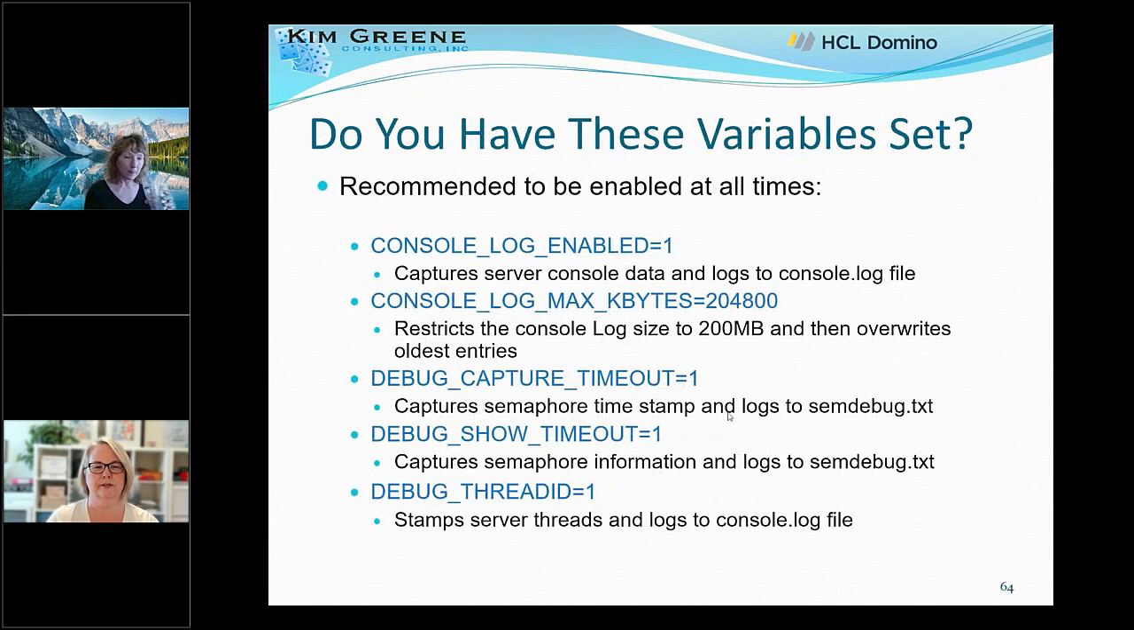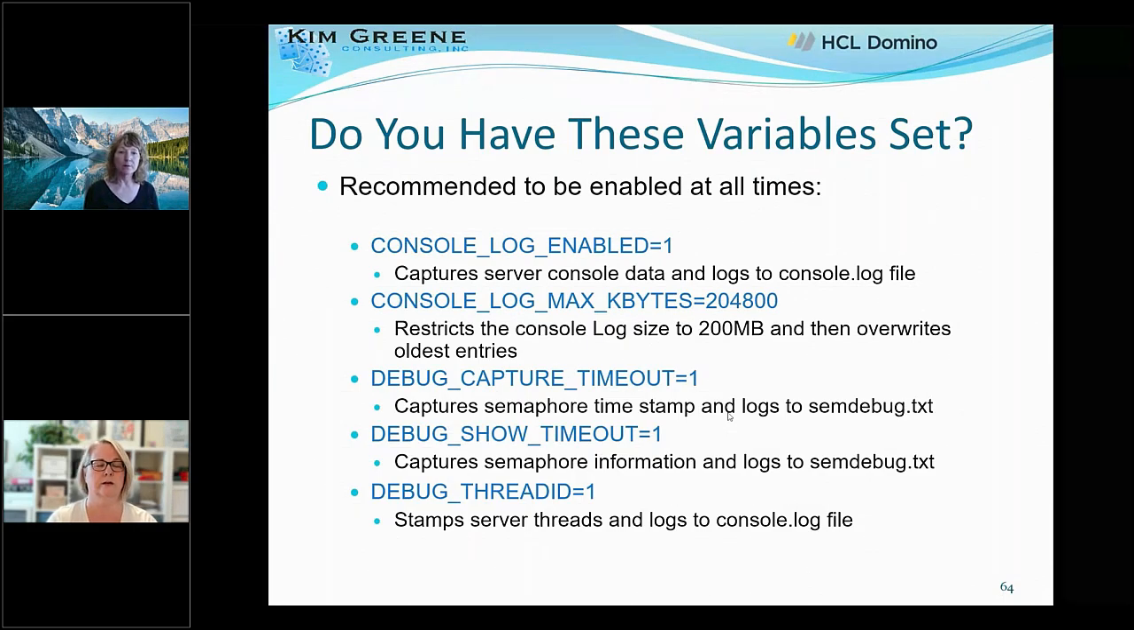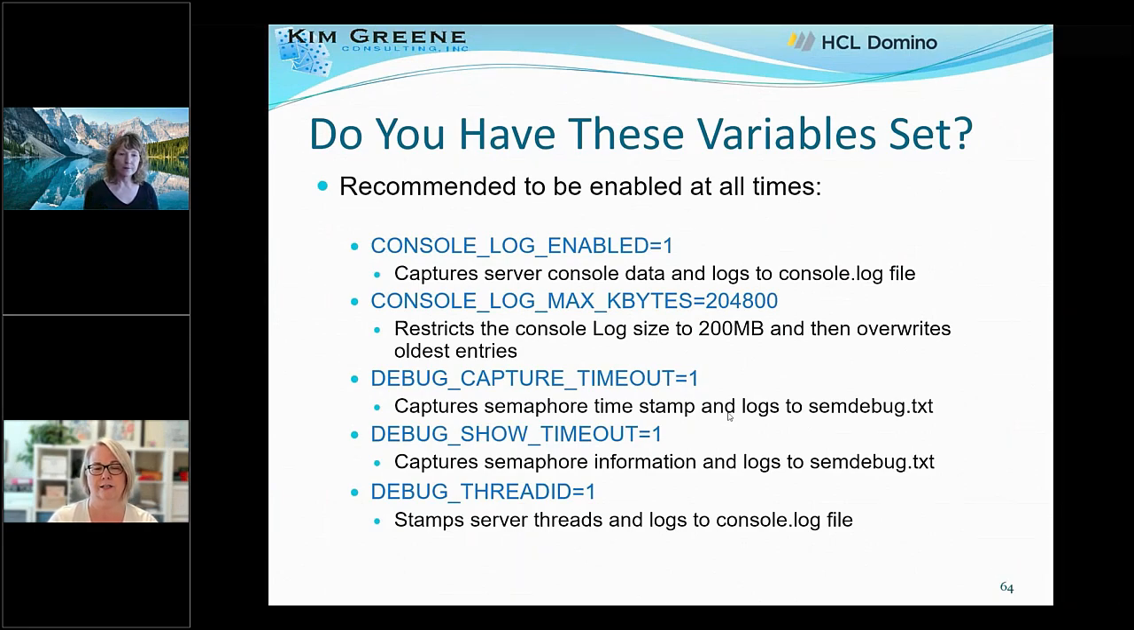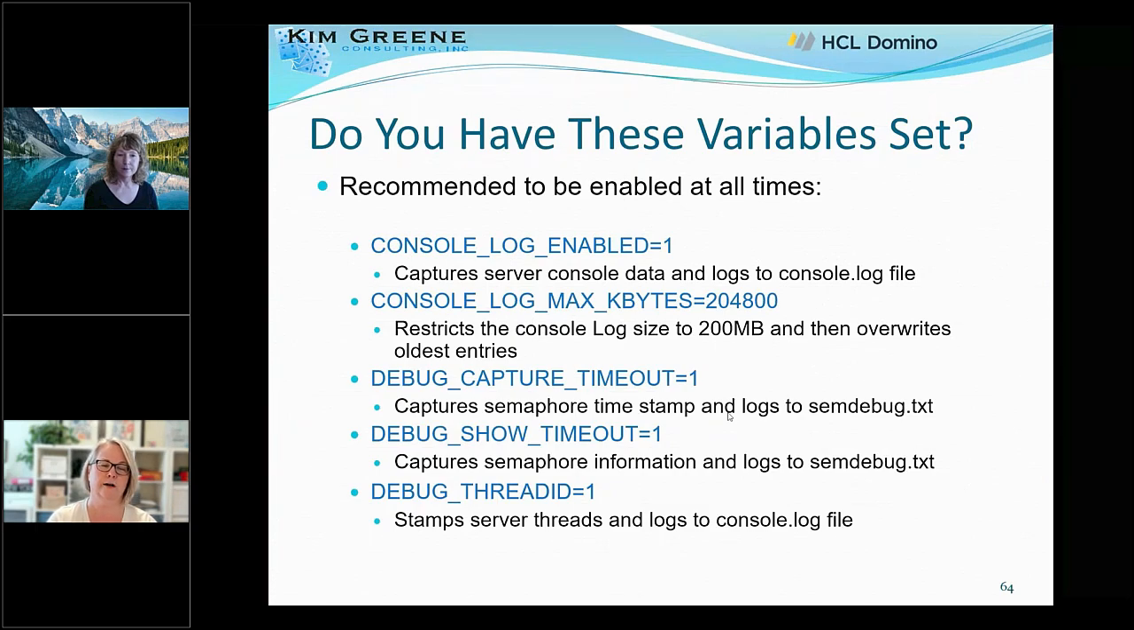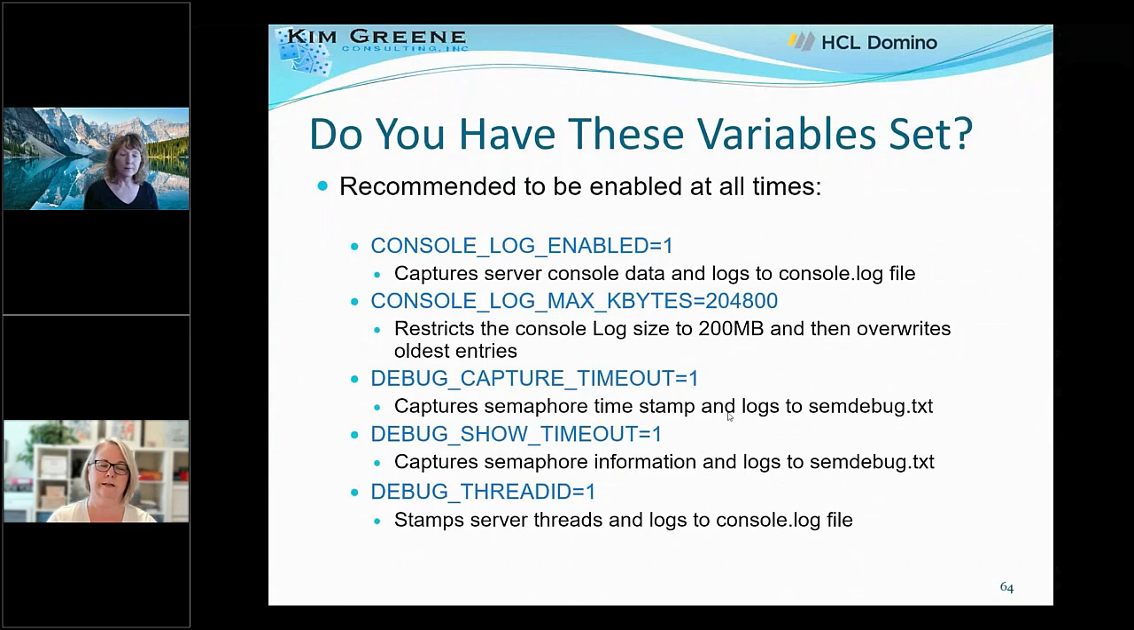And do you have these variables set? So we recommend certain variables that are very non-impactful from a performance point of view, and having these set will let you gather information in a proactive manner that could be key to solving an issue, especially with semaphore issues. And the debug ones, the three in the bottom, are specifically for semaphore issues, and having the thread ID in your console log, the last option, is very, very helpful when trying to debug issues, we found.